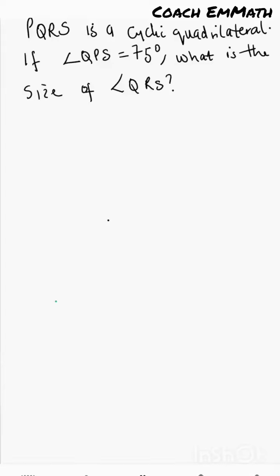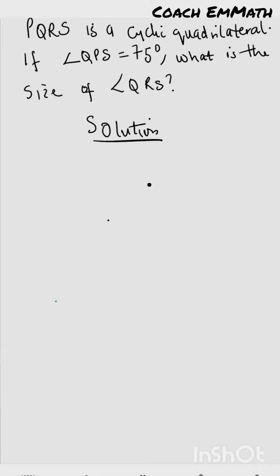And right here I'm going to be showing you how to solve this particular question, which I got from WAEC 2003, question 13, an objective question. The question says PQRS is a cyclic quadrilateral. If angle QPS is equal to 75 degrees, what is the size of angle QRS? So first of all, let me just write my solution.